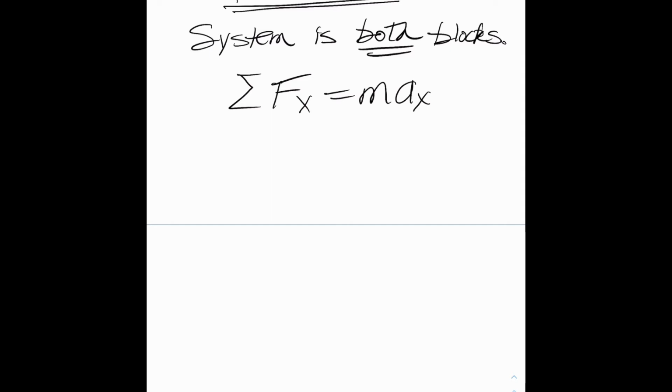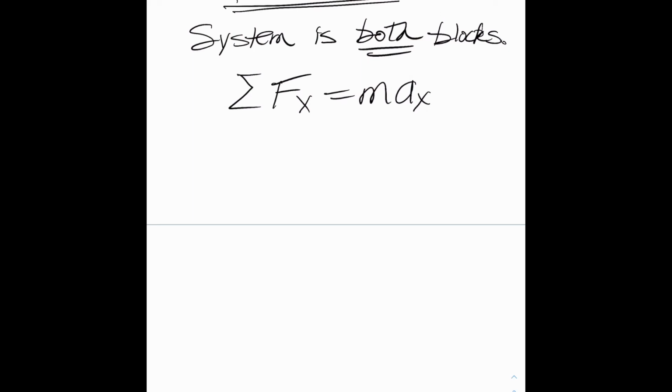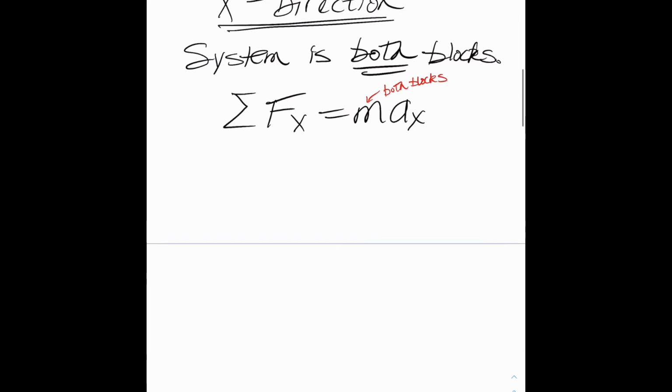We can go ahead and plug in our x forces. But before I do that, because the system is both blocks, the mass here is going to be both blocks. And that's because that's the system, right? Because the system is both blocks, the mass is both blocks. And that is really important to understand and a source of error if you forget it.